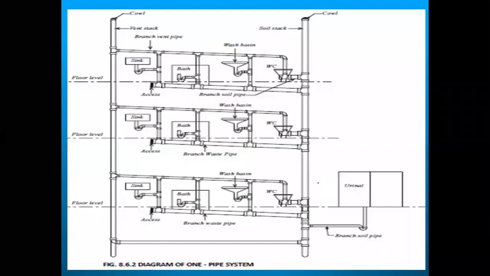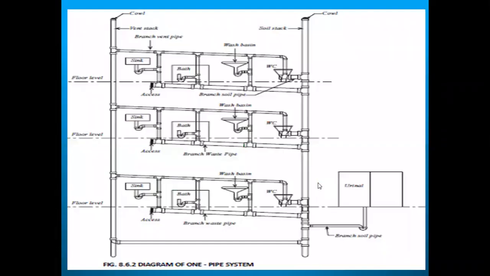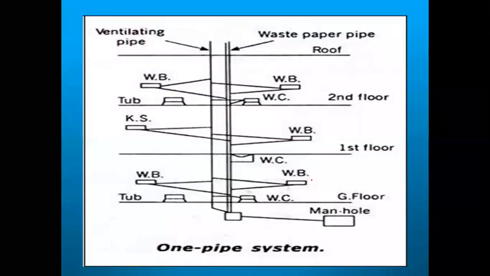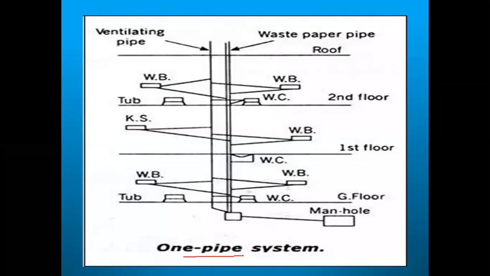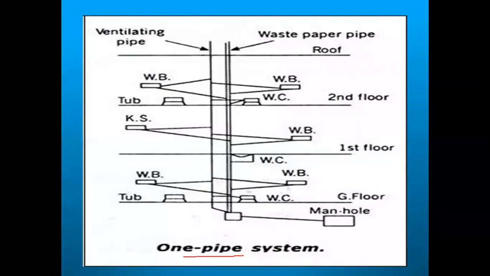See the figure, you can easily understand. See this one, the one pipe system. In the exam, if the question asks to explain about one pipe and two pipe system, you have to draw the figure and explain accordingly. In the one pipe system, see here, the ventilation pipe. For example, this is the ground floor, this is the first floor, this is the second floor, this is a roof.